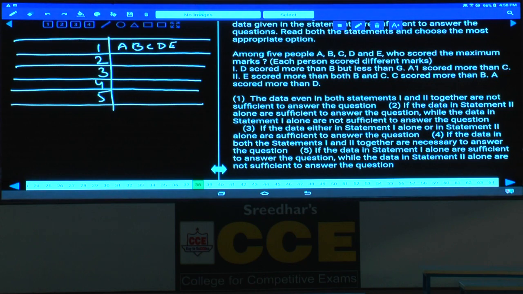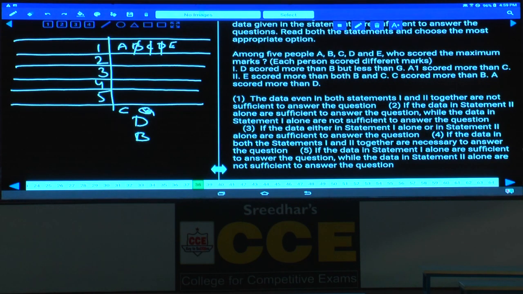D scored more marks than B. As D scored more marks than B, B cannot be the highest. D scored more marks than B, but lesser than G. As D scored lesser than G, D cannot be the highest, but G is not there. Maybe it is C. Let us take it as C. Hence D and B cannot be here, and this person is C, and A scored more than C. As A scored more than C, C cannot be the highest.